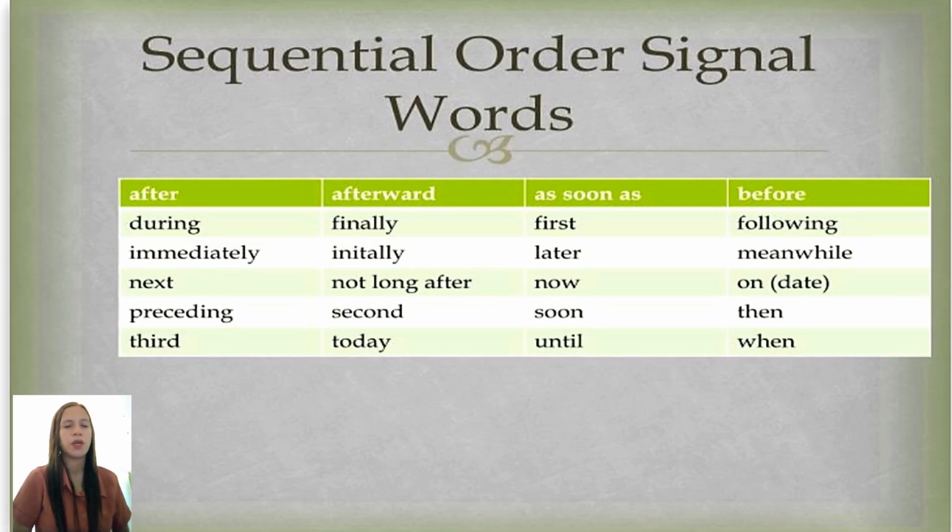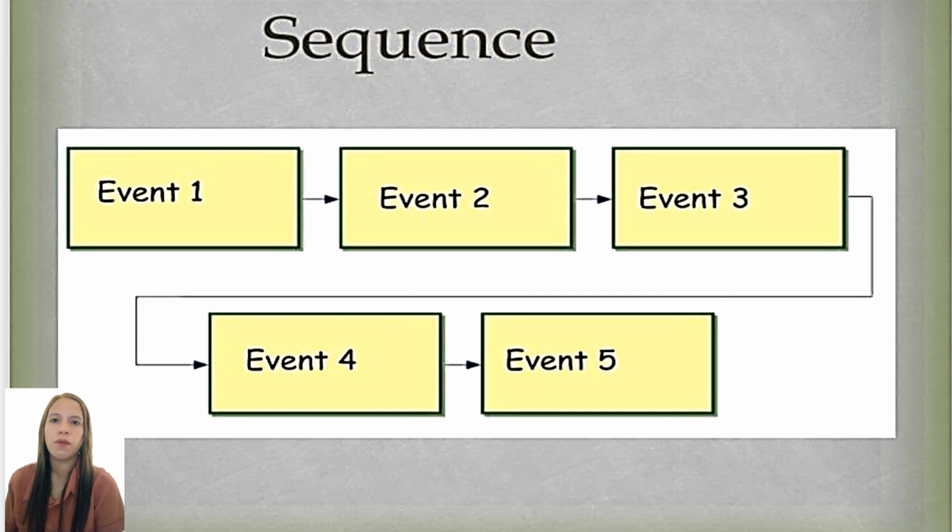So after, we have during, immediately, next, preceding, third. For afterward, we have finally, initially, not long after, second, and today. For as soon as, we have first, later, now, soon, until, and before, following, meanwhile, on, then, and when. We also have a graphic organizer to use in order to make the events in order.